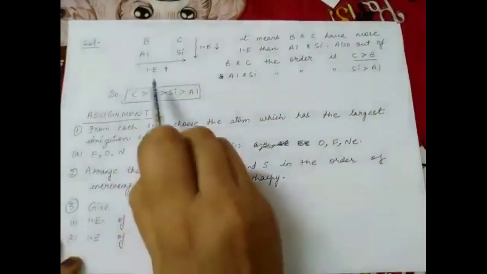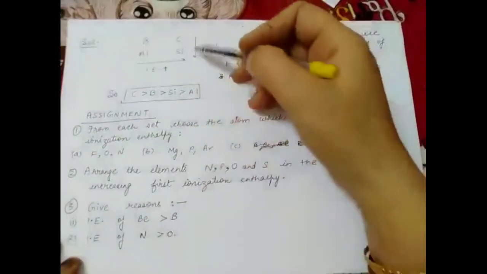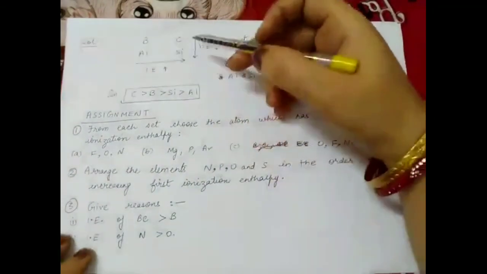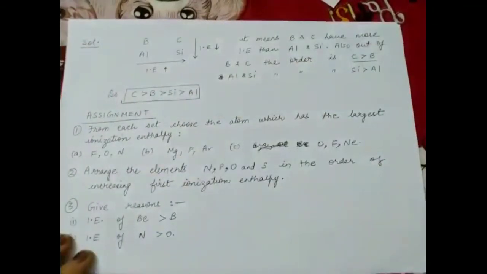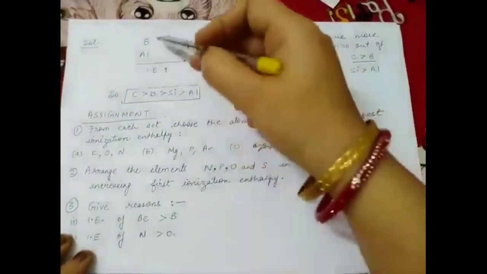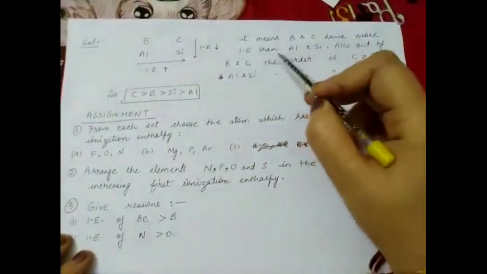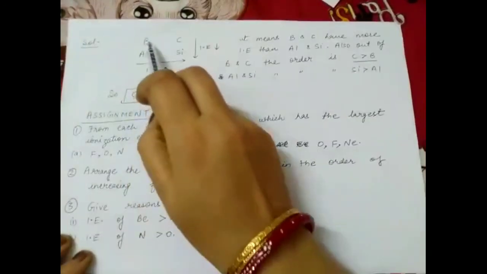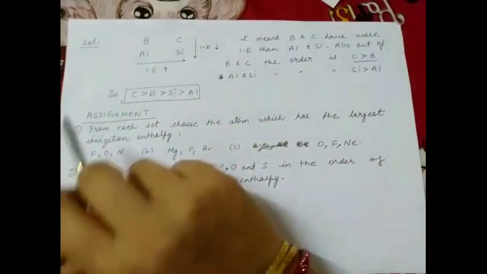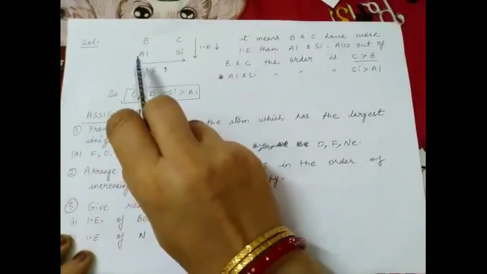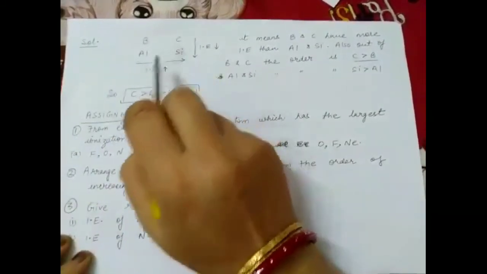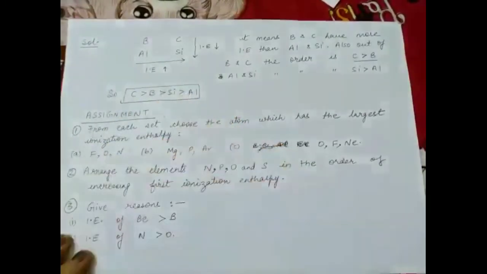Left to right, ionization enthalpy increases. Down the group, ionization enthalpy decreases. It means boron and carbon have more ionization enthalpy than aluminium and silicon. And out of boron and carbon, which has more ionization enthalpy? Carbon, because left to right ionization enthalpy again increases.